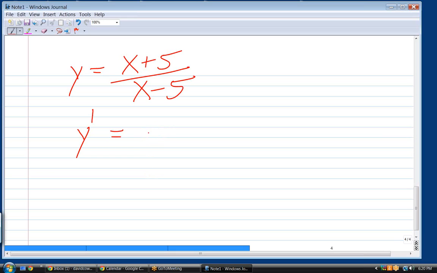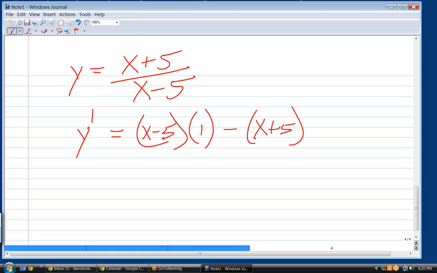That would just be 1 over 1, right? No. Remember, we have to apply the quotient rule. So we have to start with the bottom and end with the bottom squared. So x minus 5, there's the bottom, times the derivative, just 1, minus x plus 5. So it's x minus 5 minus x plus 5, all over x minus 5 squared.